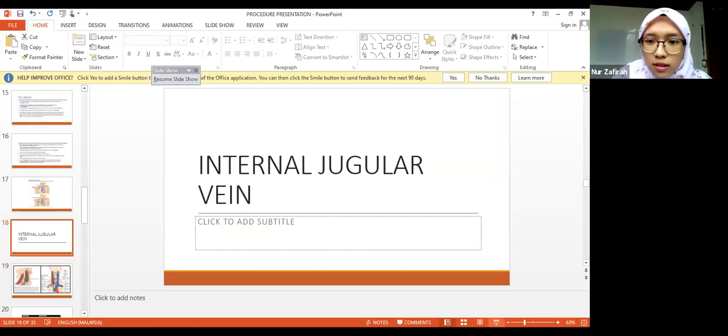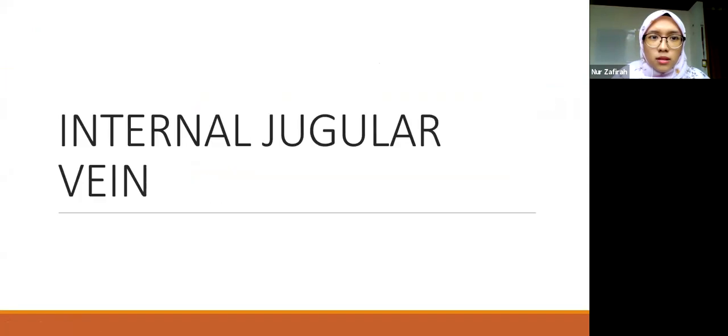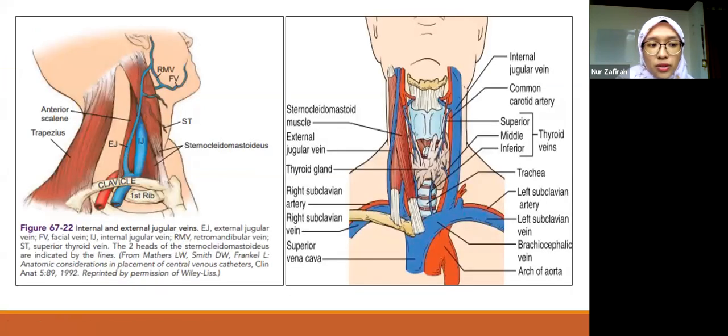Okay, next is the internal jugular vein. So the insertion of the central venous catheter is in the internal jugular vein. Where is the anatomy of the internal jugular vein? It is located between the clavicular head and sternal head of the sternocleidomastoid muscle. So this is the internal jugular vein. This is the external jugular vein. We usually insert into the internal jugular vein.